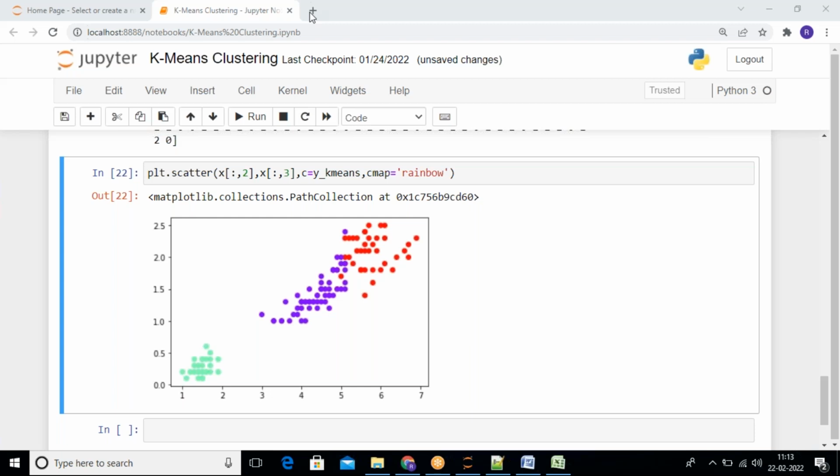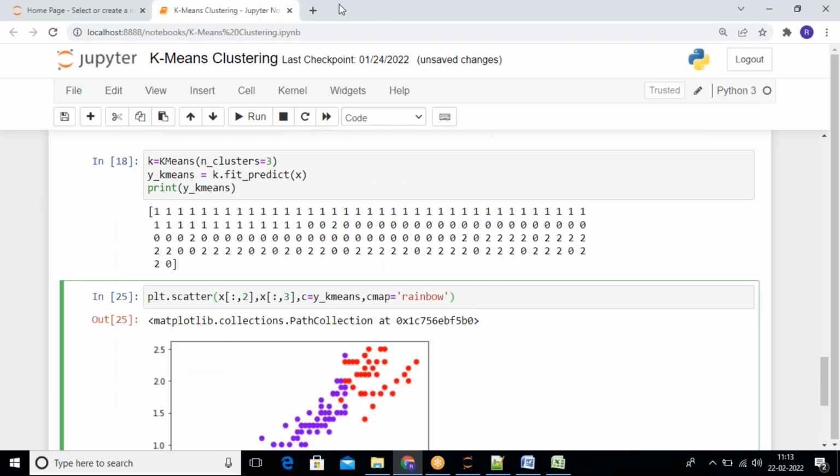Sir, means we can make it only with 2? We cannot make all 4 together? How will we make it 2D? Got it, sir. Getting the point? So you can make different scatter plots for different pairs, according to your choice. No problem with that. Okay, sir. So that's it.